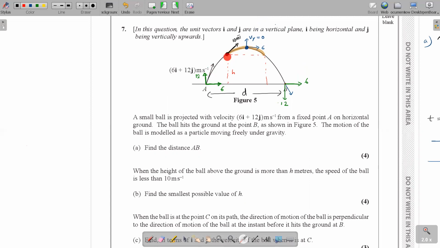Okay, so they have not given you components here. They have directly given you the scalar value here. So the components are not given. This is directly the speed, 10. At that point your height is h, and when you move above h, the speed is lower than 10.